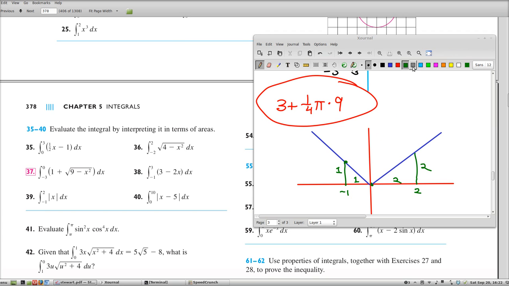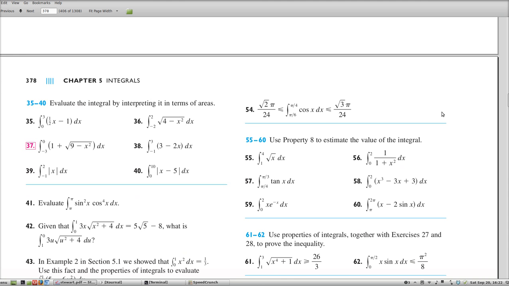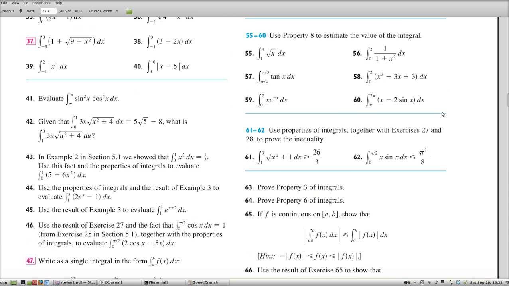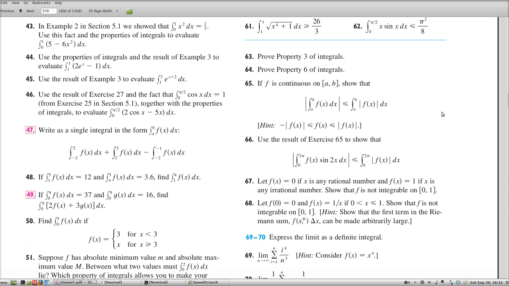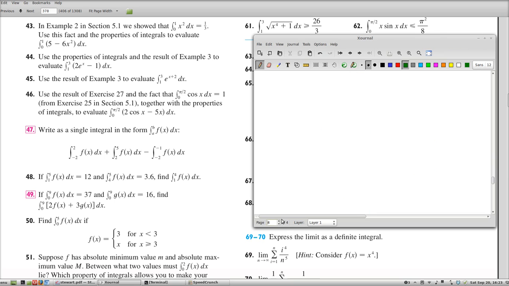So what else have we got here? Use property 8 to estimate the value of the integral. Oh yeah, let's not do that. I hate property 8. I just remembered what it is. So what about number 47 is very important. Can you do that? Let's just get a new page here.